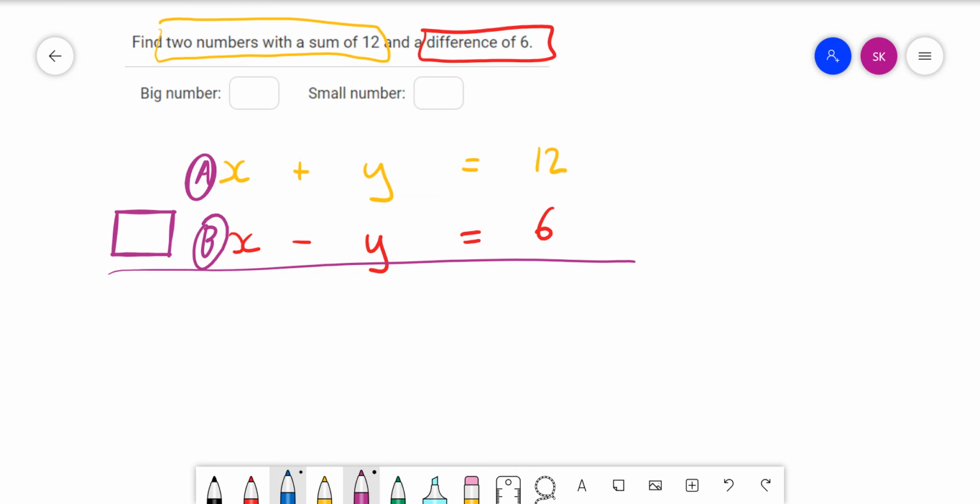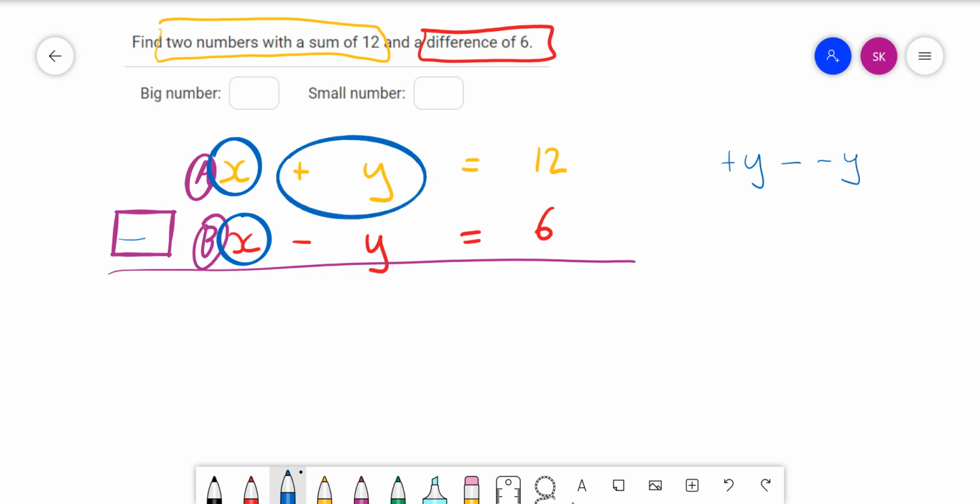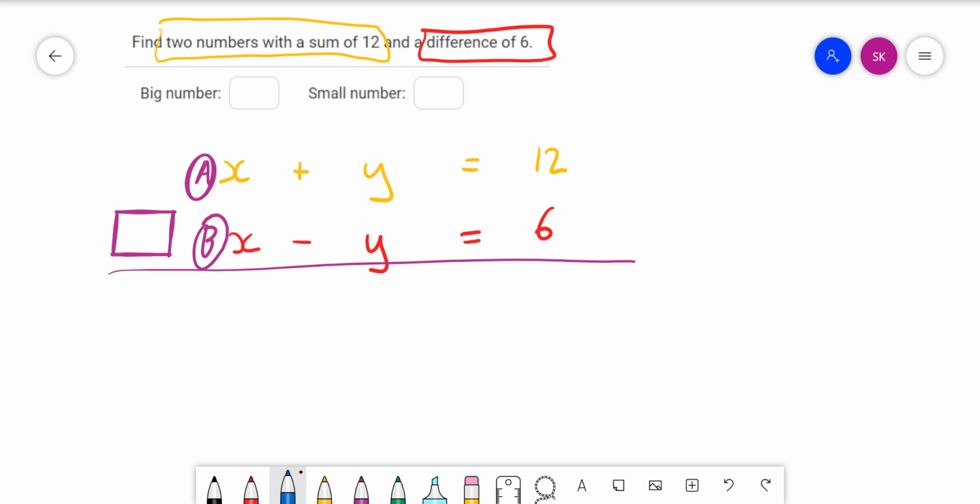So if you eliminated the x's first, you've got positive x minus positive x to eliminate them. So if you're targeting x's, you're going to be subtracting. Let's do it in blue. Positive y take away negative y is the same as positive y plus y, which is 2y. So if we're eliminating the x's, we've got 2y here. The x's have gone. We've got 12 minus 6, which is 6. Solve it by dividing by 2, and we get y equal to 3.